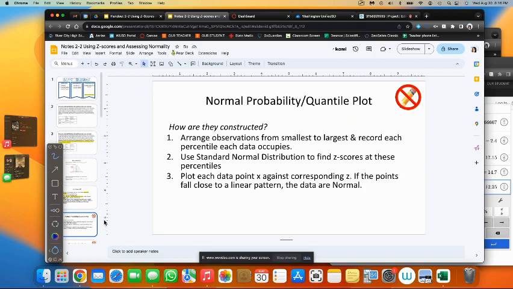So just so we have an understanding about what a normal probability plot looks like and how it's constructed. Essentially, and you're not going to have to do this by hand, we're going to use technology. You arrange the observations from smallest to largest and record each percentile the data occupies. Then you use the standard normal distribution to find z-scores at these percentiles, and plot each data point against its corresponding z-score. If the points fall close to a linear pattern, the data are normal. So you don't have to worry about that. What you need to worry about is just being able to read the plot.